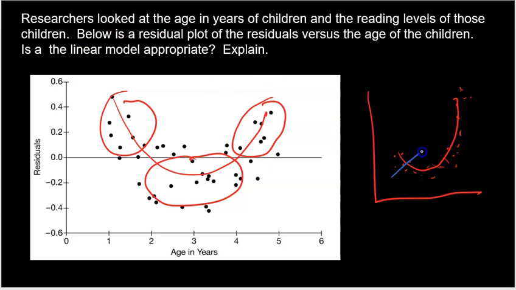And if you put a line through a curve, you get exactly the residual plot we're seeing here. A bunch of positives, then a whole bunch of negatives, then back to a bunch of positives. So again, if you see a residual plot and you notice a clear-cut pattern, that is a sign that you should not be using a linear model for your data.